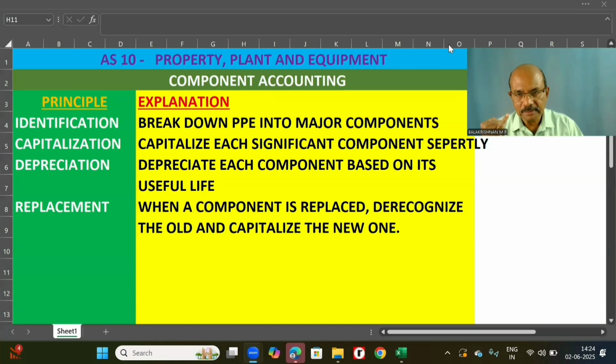Identification of components, estimation of individual useful lives, tracking component level costs, and of course, de-recognition of replaced components. Well, to summarize component accounting: identify major components since it matters for accurate depreciation, capitalize separately since it matters for real value, depreciate individually to ensure we base it on the useful life. And finally, when a component is to be replaced, de-recognize the old component, thereby avoiding overstating of assets.